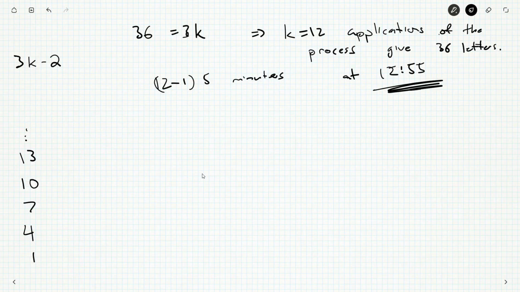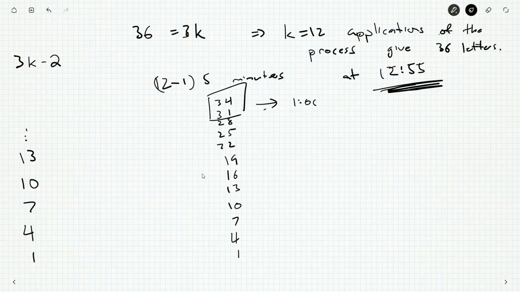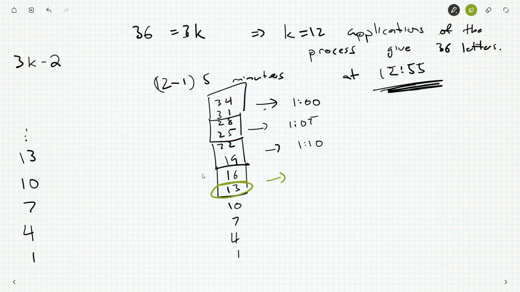We take off those top 2 letters, and now our stack looks like 1, 4, 7, 10, 13, 16. It'll go all the way up to 34, won't it? 19, 22, 25, 28, 31, 34. And now, starting at 1, the top 2 letters go away. So that happens at 1. Then the next 2, that happens 5 minutes later at 1:05. Then the next 2 at 1:10. And then finally, here's our 13th letter to arrive, that disappears at 1:15.